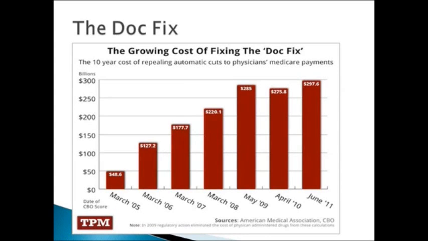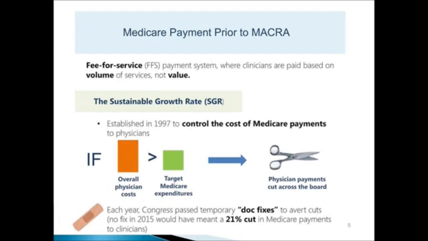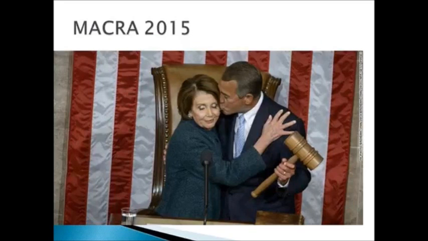So each year the amount that payments should be cut mounted until in 2015 it would have meant a 24% cut in physician reimbursement on average. And this is just a graphic illustration of Medicare payment prior to the MACRA law of 2015, which we'll be talking about next. MACRA 2015.